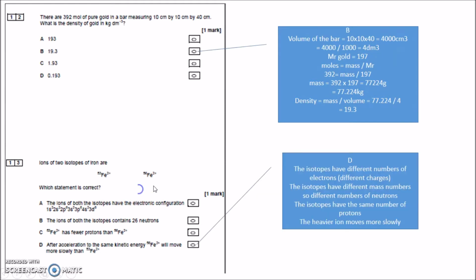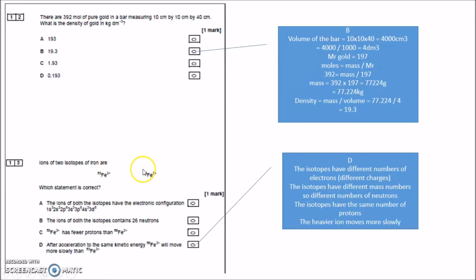The ions of the two isotopes of iron are as follows. Which statement is correct? Well, first of all, isotopes don't normally have different numbers of electrons, but here they've got different charges. The charge refers to the number of electrons that have been lost, and so since they've got different charges, they've lost different numbers of electrons. The two Fe atoms, before they became charged ions and lost electrons, did have the same number of electrons and the same number of protons.